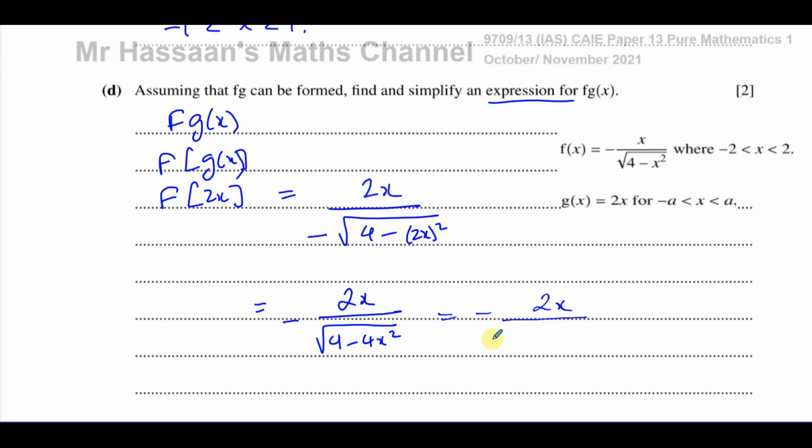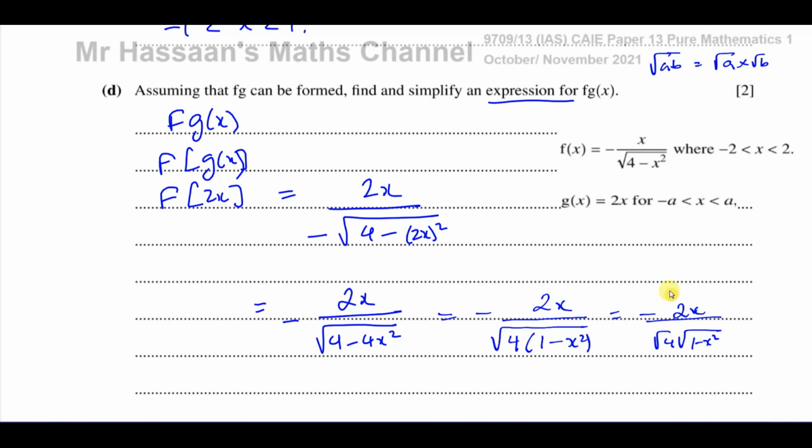That's going to give us the square root of 4 times 1 minus x squared. And as we know, if we have the square root of a times b under one square root sign, we can write that as the square root of a times the square root of b. So I can write this, don't forget the minus sign, minus 2x over the square root of 4 times the square root of 1 minus x squared.